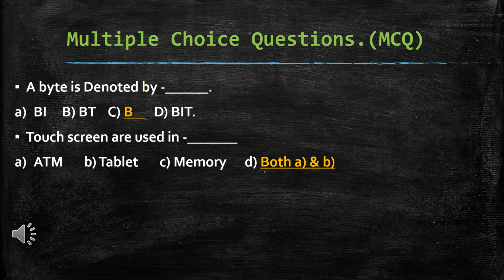A byte is denoted by dash. BI, BT, B, byte. The answer is B. The byte is denoted by the word B. The next one is touchscreens are used in dash. ATM, tablets, memory, both A and B. Obviously the answer is both A and B because the touchscreens are used in the ATM as well as tabs.